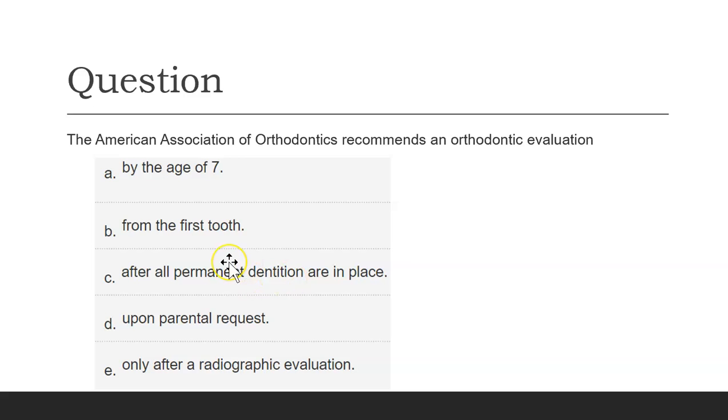If you see them at 7, there's something called phase 1 therapy, which I'll talk to you about in the next slide, that could be addressed when they're young. And then once all the permanent dentition are in, they can have braces, but it allows for less complicated treatment when you do it at age 7, as opposed to waiting till all your permanent teeth are in. So as opposed to waiting till you're 12, because when you're 12 years old, all your permanent dentition should be in place. And you don't need radiographs for an initial orthodontic evaluation.